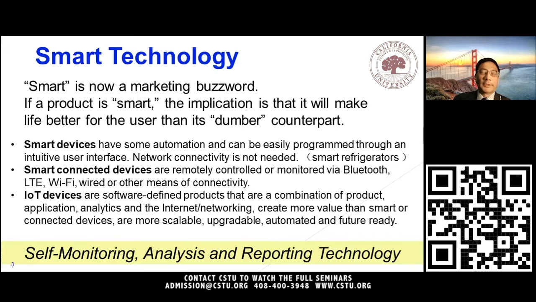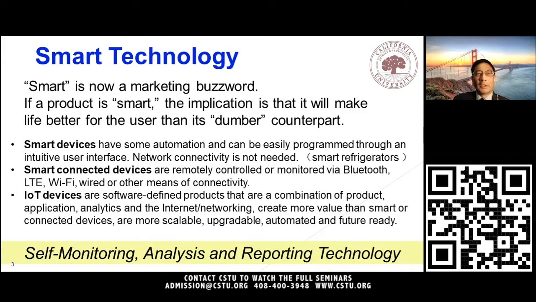We always have this hardware we call the device. Something we call a smart device means this device has some self-automation capability, easily programmed through an intuitive user interface. It may not have internet connectivity. A good example is a smart refrigerator. We set up the threshold, then when the temperature is higher, it starts the cooling system. When it's lower, it stops the cooling system, saving energy. So with no outside connection, this refrigerator sounds smarter. So this is one of the concepts.